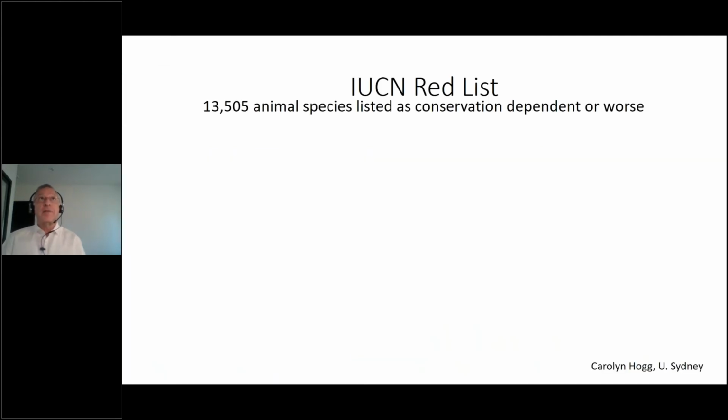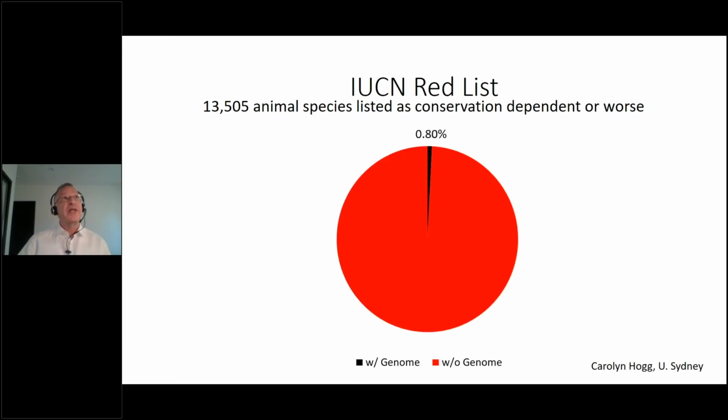Now, what about those species on the IUCN Red List? Carolyn Hogg at the University of Sydney has made this very nice chart, which shows that of the 35,500 species on the IUCN Red List, there are 13,505 that are completely dependent on conservation management for their survival in the wild. Those 13,000 represent 38% of the species on the list.